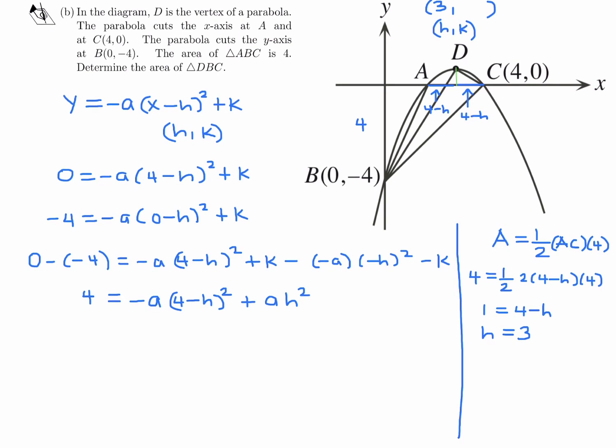Now I'm interested in continuing and trying to figure out what is a and what is k, and that will, of course, help me. So let's figure this out. Let's put h equals 3 into this equation. So it's going to give me 4 = -a(1)² + 9a. This is just going to be 1 squared plus 9a. So that means 4 is equal to 8a, and a is 1/2. So there we go. We just got 1/2.